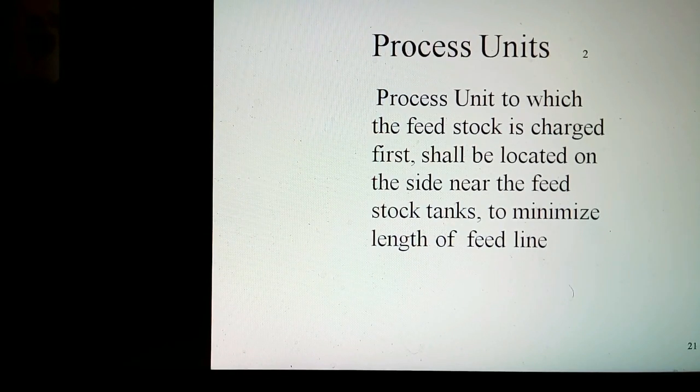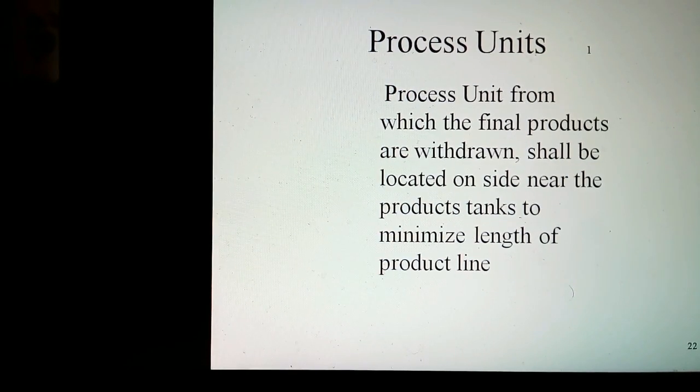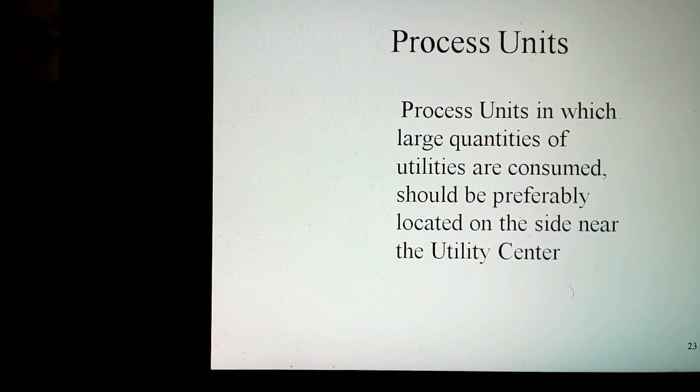The process unit to which the feedstock is charged first shall be located on the side near the feedstock tanks to minimize the length of the feed line. The process unit from which the final products are withdrawn shall be located on the side near the products tanks to minimize the length of the product run down line. Process units, in which large quantities of utilities are consumed, should be preferably located on the side near the utility center.